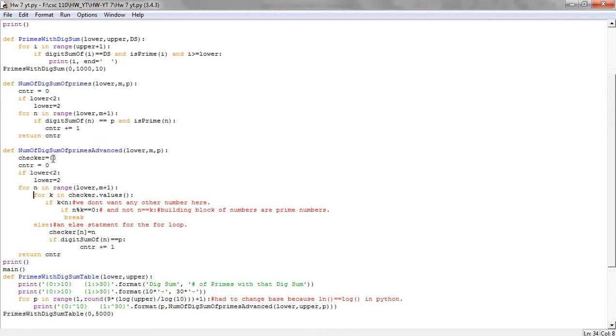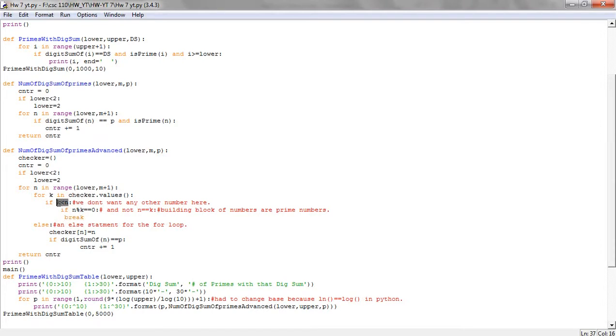By 0 I mean it has nothing in it. So when this code first runs, there's nothing in there, so the first number will be inputted in there. And I'll talk a little bit more about that later. But right now, looking at this, if k is less than n, because we only care about the k's that are less than n, if n is divisible by k, this if statement and this loop will break, and it will get another n to test out.